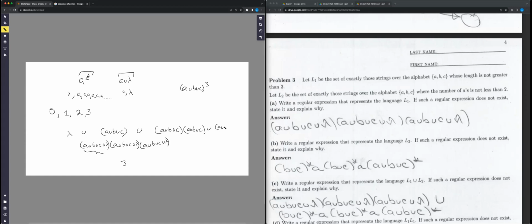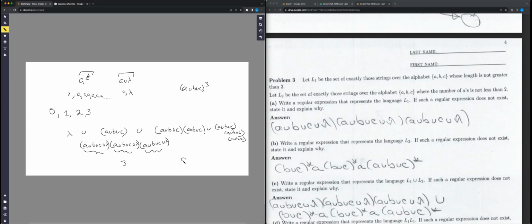So we could do A or B or C, A or B or C, and then A or B or C. This is how I would have written my answer. But hers is, if I pick an A or B or C from any of these, then I get 3. If I pick a lambda from one of them, then I would get 2.